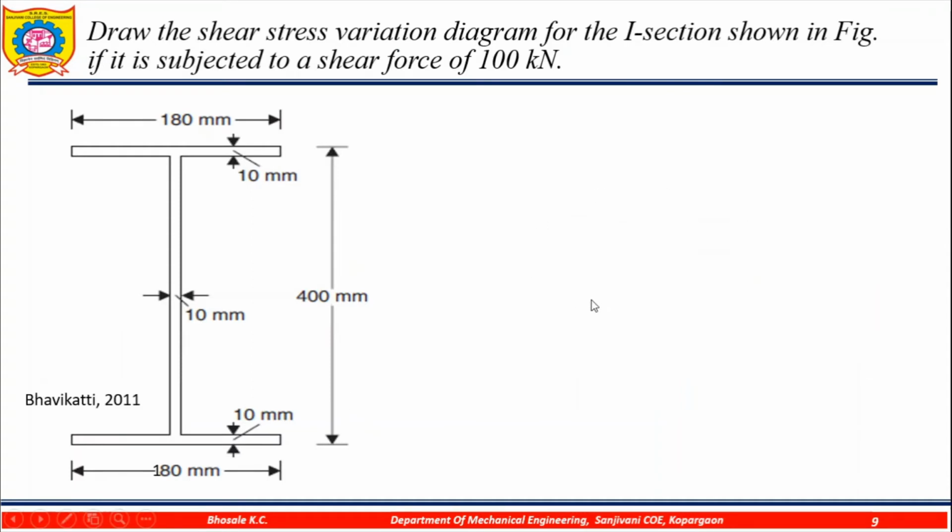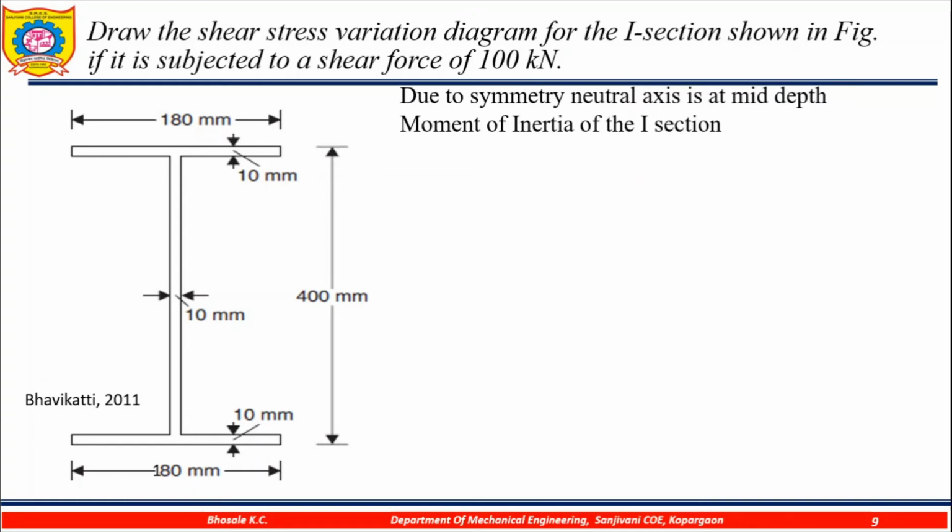So we'll solve one numerical. Draw the shear stress variation diagram on the I section shown in the figure, if it is subjected to a shear force of 100 kilonewton. Due to symmetry, the neutral axis will be at the midpoint.